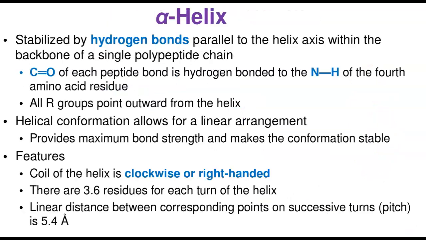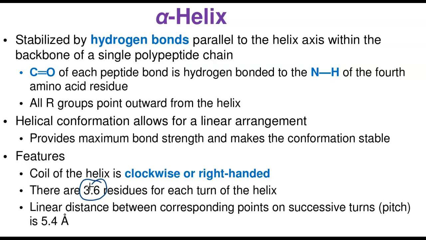So let's talk about them here. Now the alpha helix is stabilized by hydrogen bonds that are parallel to the helix axis within a polypeptide backbone. Of course, I said this earlier. I also said that the carbon to oxygen, which is a carbonyl bond of one peptide, is hydrogen bonded to the NH of the fourth amino acid. It runs from first to fourth, or some books will tell you 3.6 residues of amino acid per turn. It's not a perfect calculation. Some texts will say 4, some will say 3.6.